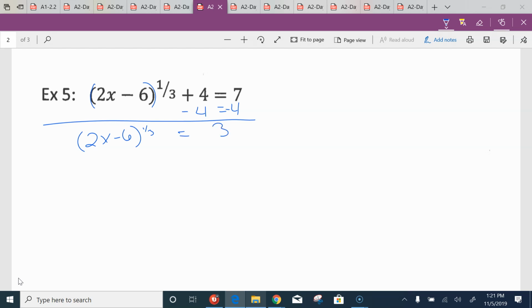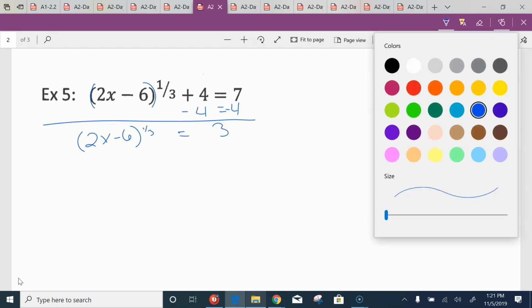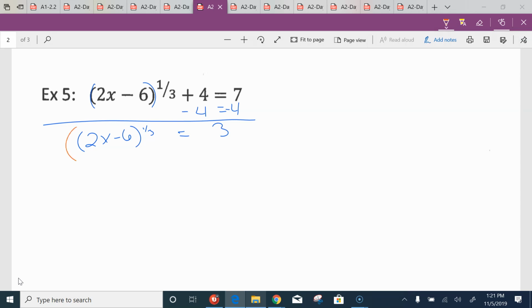minus 4 is 3. Now I'm going to follow my rules, and I'll raise everything to the reciprocal. The reciprocal of 1/3 is just 3, or 3 over 1, power. When I do that, they cancel out over here, and I'm left with 2x minus 6 on the right side. 3 to the 3rd power is 3 times 3, which is 9, times 3 more is going to be 27.